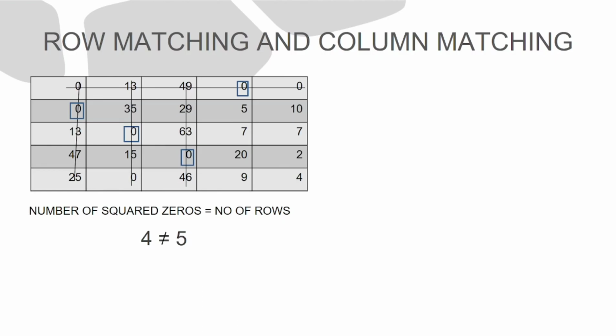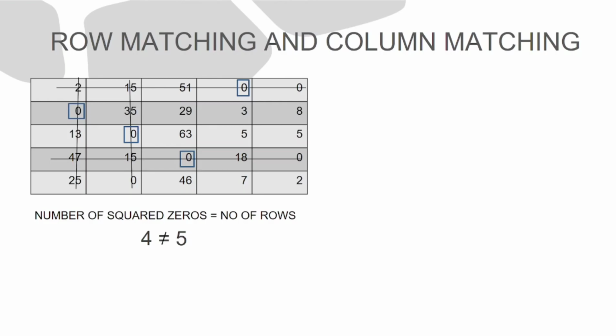And the points that are just stricken out, we should leave those values the same, and the points that are not stricken out need to be minus the smallest value. That is, 5 will become 3, 10 will become 8, 7 will become 5, again 7 will become 5, 20 will become 18, 2 will become 0, 9 will become 7, and 4 will become 2.